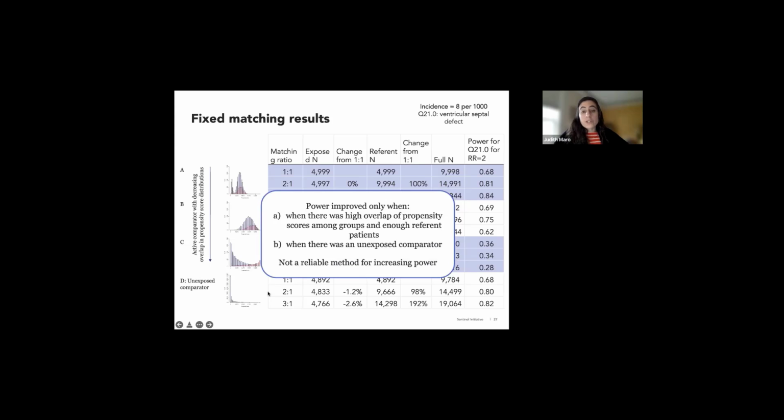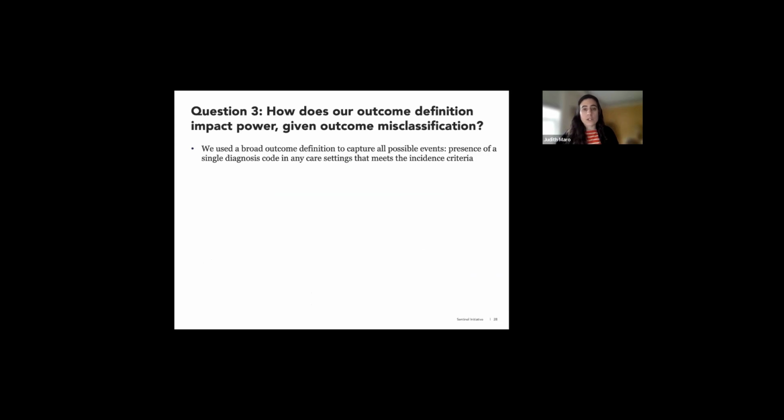And so what we saw when we were doing this was that power can be improved when there is good overlap, or when you have an unexposed comparator. But you really have to be careful if you have anything less than good overlap, because you may end up losing more exposed patients than you would otherwise want to.